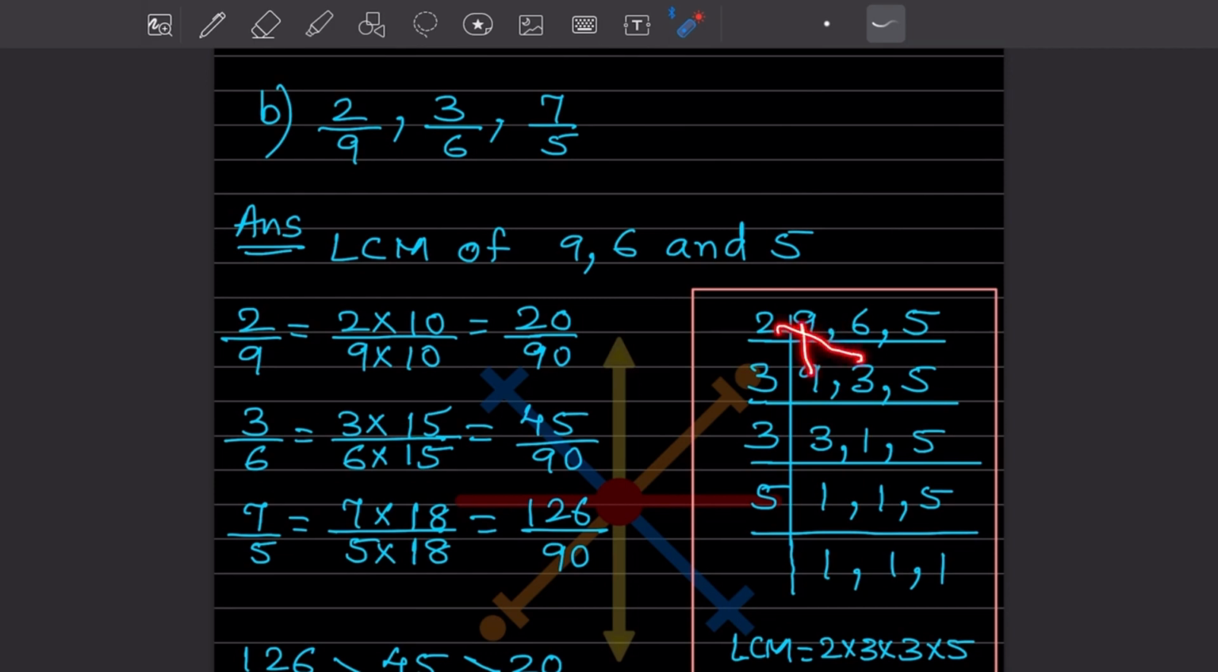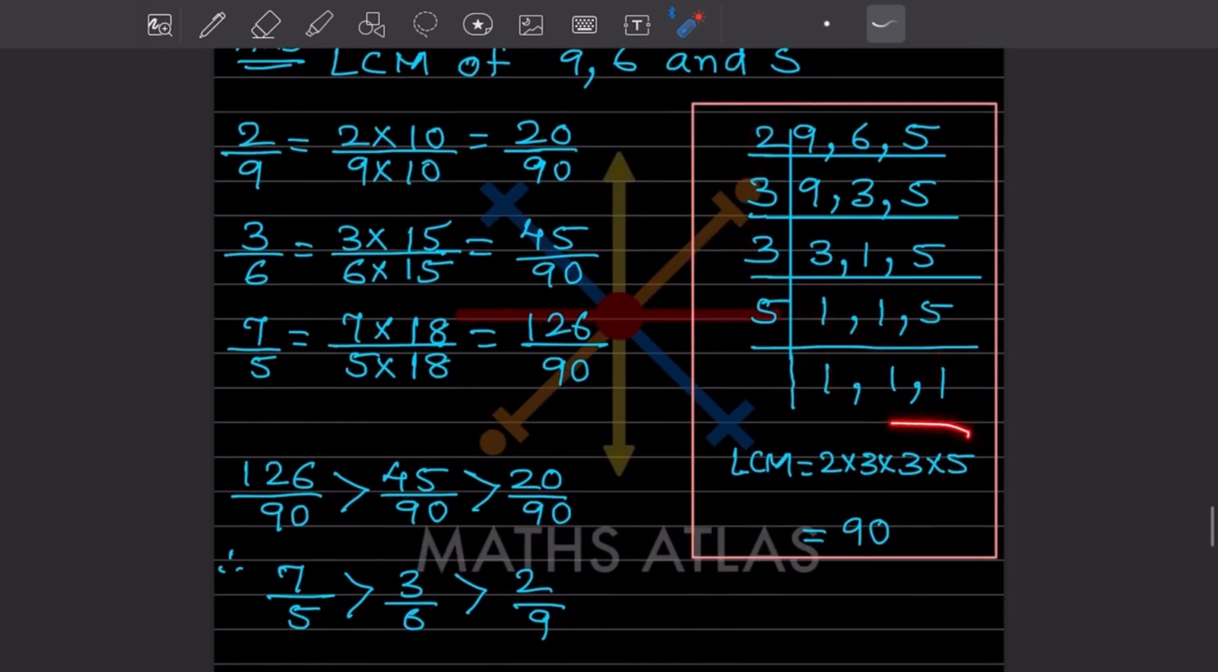So we'll keep this as it is. 2 3s are 6, and this is not divisible by 2, so we'll skip it as it is. Now you can see here, this is not divisible by 2, so we'll go for 3. 3 3s are 9, 3 ones are 3, and 5 as it is. Now again here 3, but 5 is not divisible by 3, so 5 as it is. Now 5 ones are 5, and these two are the same. So these are the factors.